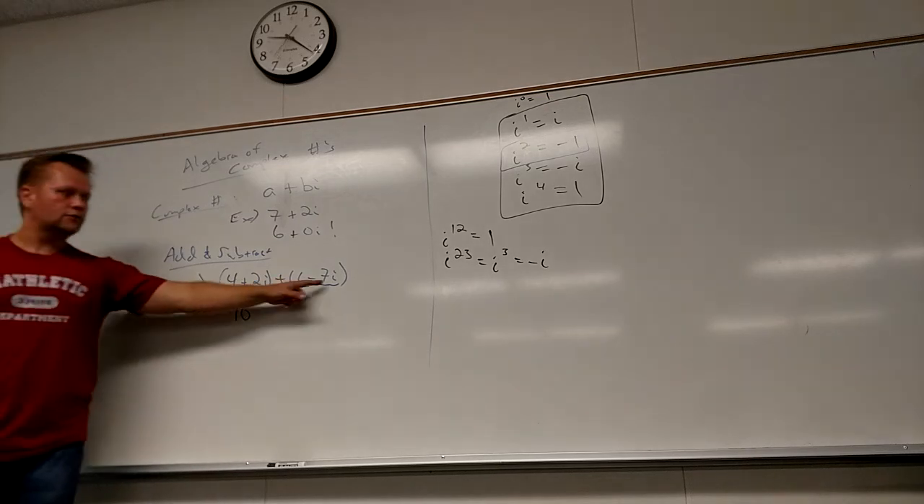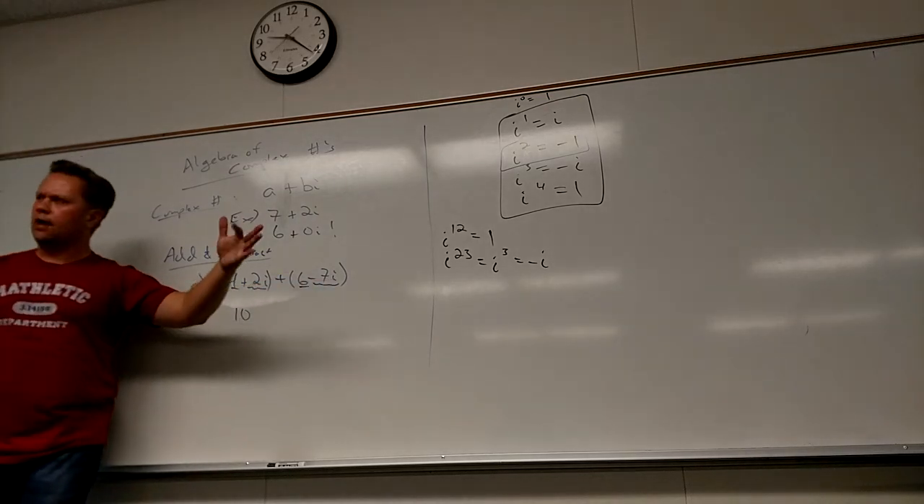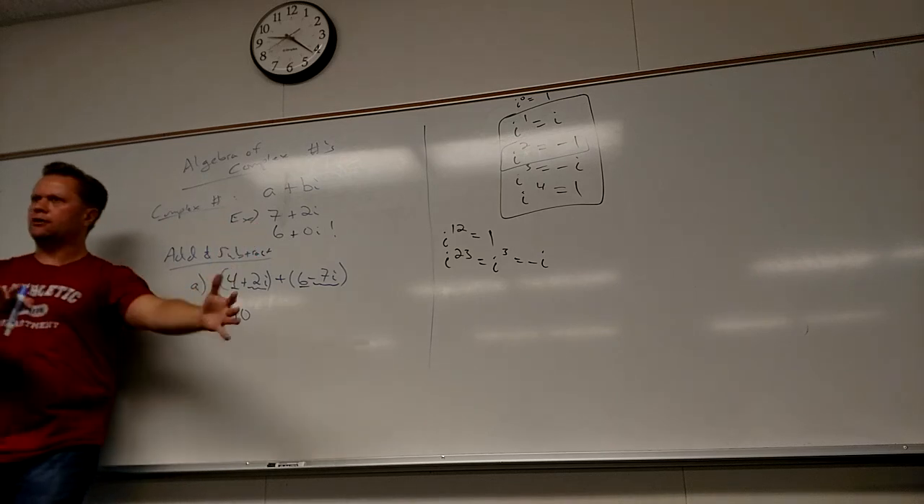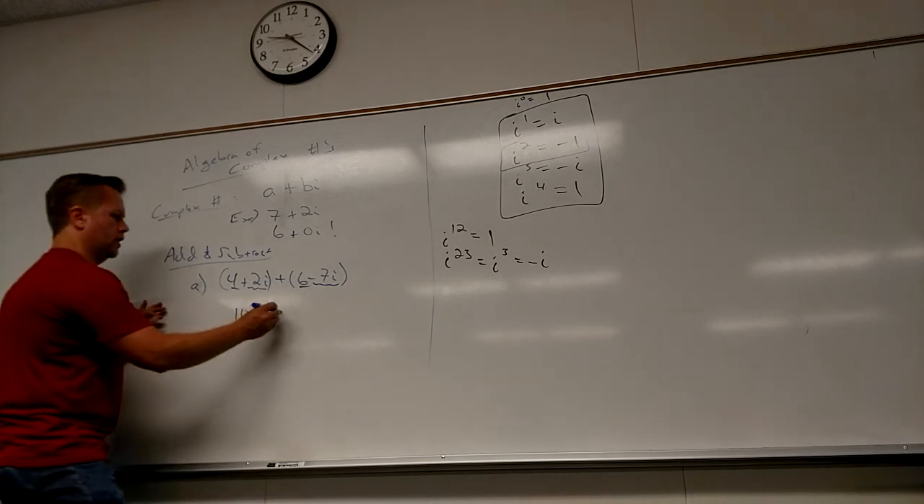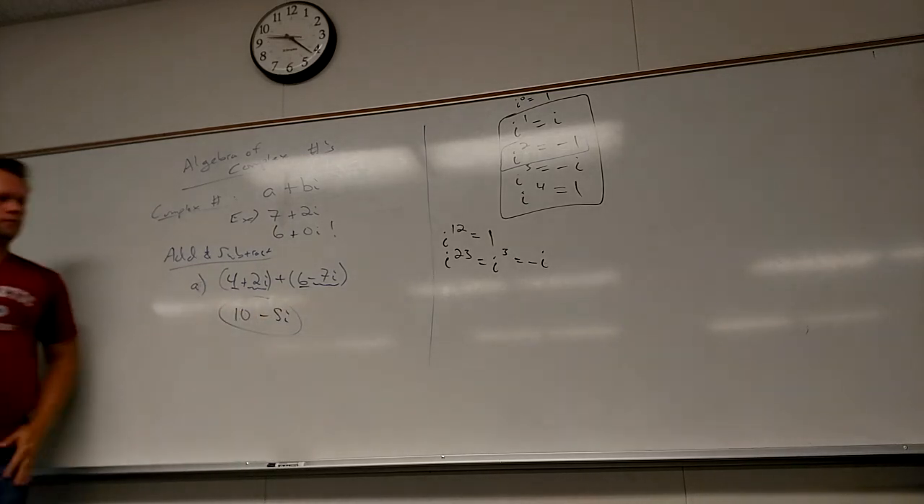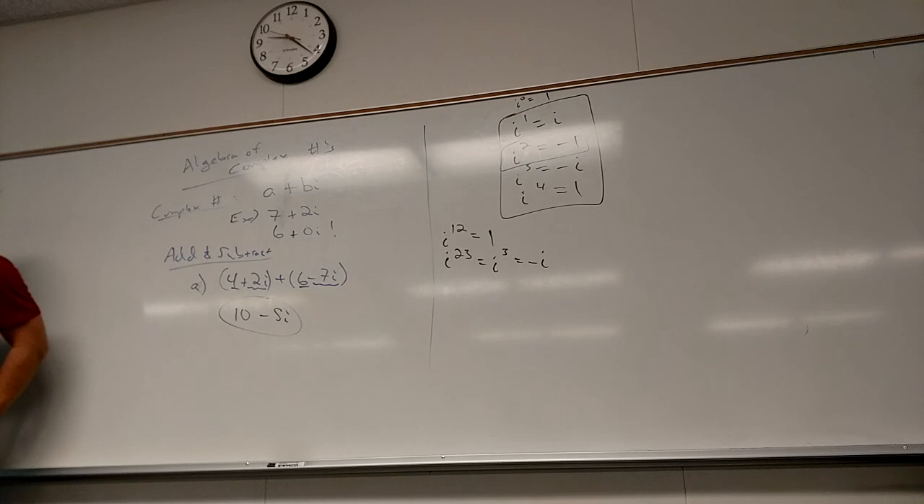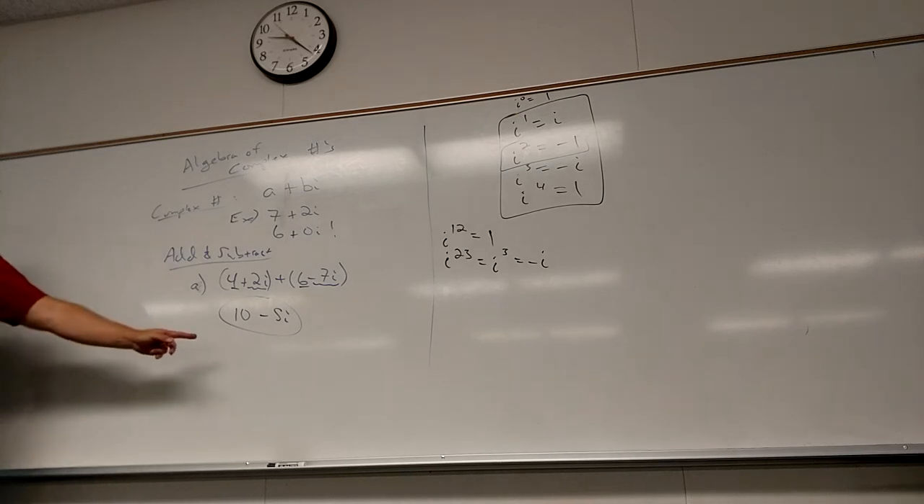In fact, i is a radical, and how do I add things with radicals? Well, I add the whole parts and I add the radical parts together, right? The like terms. Same idea. So 10 minus 5i. And that's it. That's it for that.